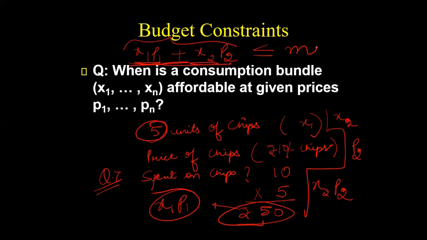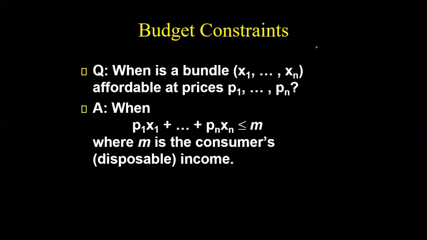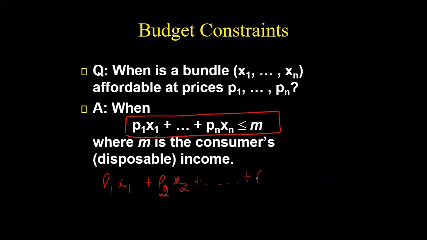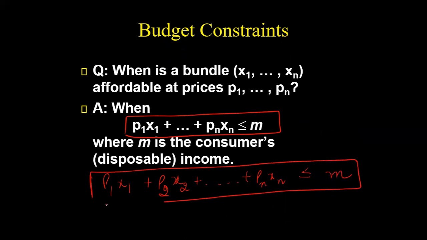Let us generalize this budget constraint for n goods. For n goods, the budget constraint becomes this. I spent P1 x1 on good 1, P2 x2 on good 2, and so on till Pn xn on good n. But whatever I spend has to be less than or equal to the disposable income of the individual, whatever income the individual has at disposal.